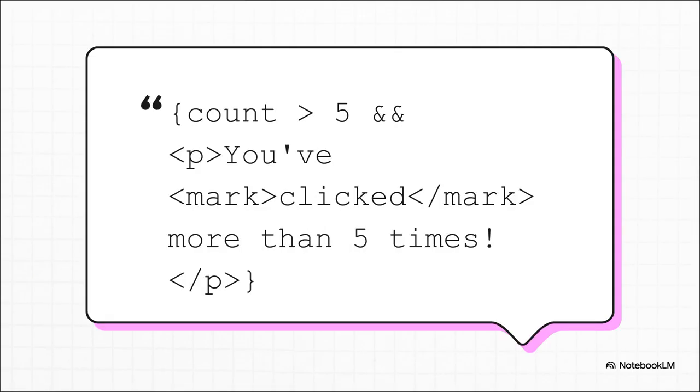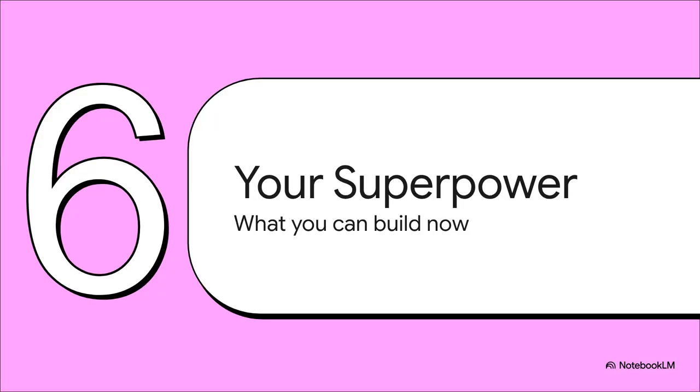You can also use state to decide what actually shows up on the screen. It's called conditional rendering. So in this example, we're only showing a message if our count is more than 5. The component's memory is literally making things appear and disappear. How cool is that?